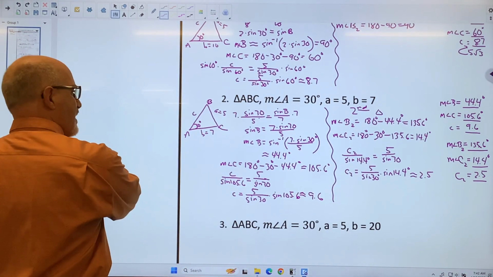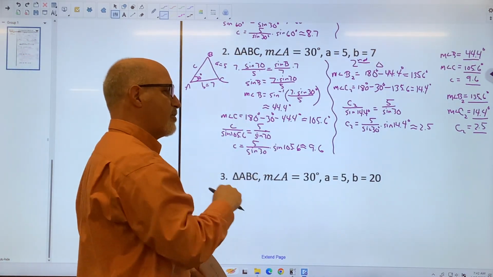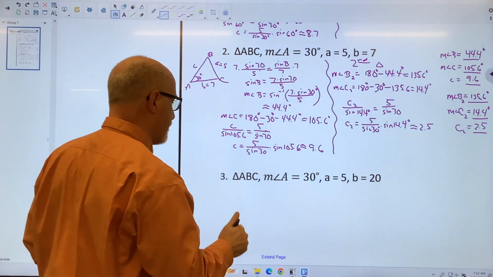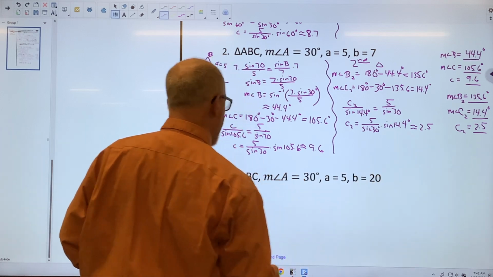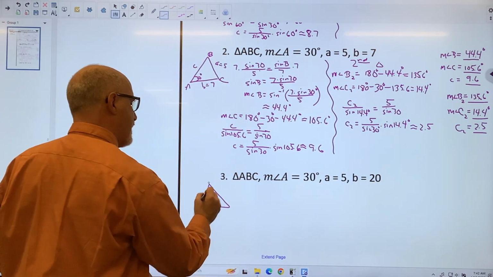All right, lastly, let's try one here. As you could probably guess, we had one solution, we had two solutions. We're going to try one here that's going to give us no solutions. Let's see how that plays out. Notice that this side here is really short compared to that other side. So here's my triangle ABC.